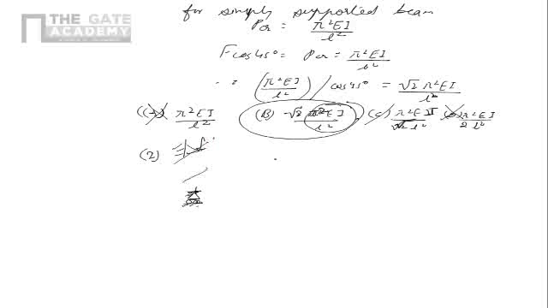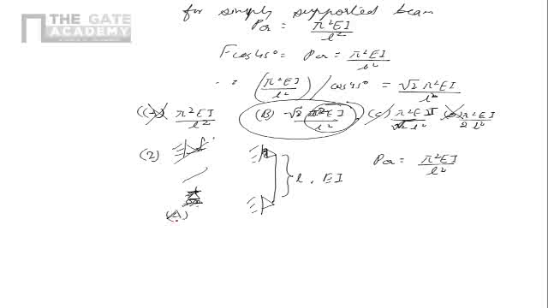I'm sorry, the diagram is not correct. The diagram should be like this. This is the length L, the Young's modulus E and moment of inertia I. For this case, we know that the answer is P critical equal to pi square EI upon L square.